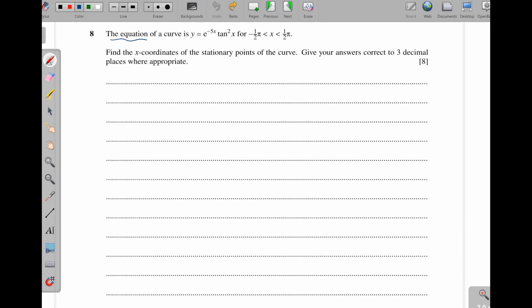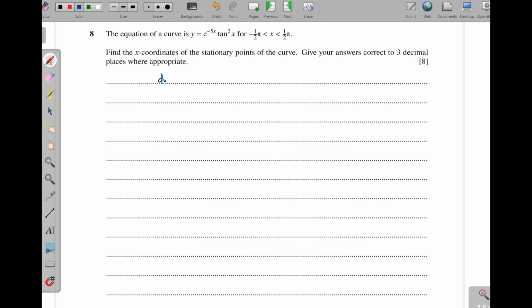Question 8, the equation of a curve is this one here for x ranging from negative pi over 2 to pi over 2. Find the x coordinates of the stationary points of the curve. Give your answers correct to 3 decimal places where appropriate. Now here they are saying answers. That means it is more than 1. Now this is a product of 2 functions, so we are going to use the product rule, not so?